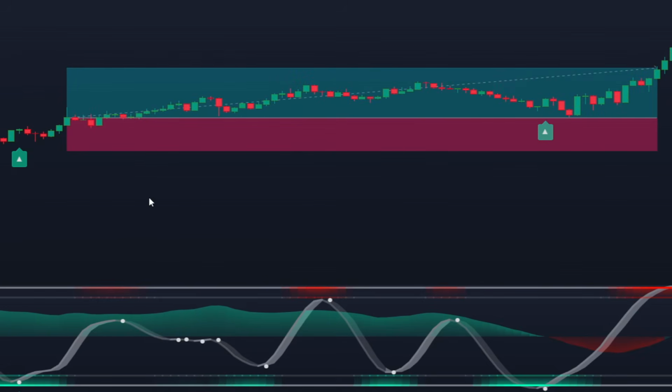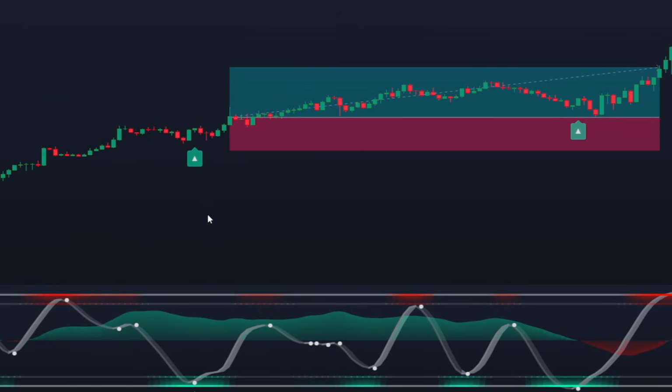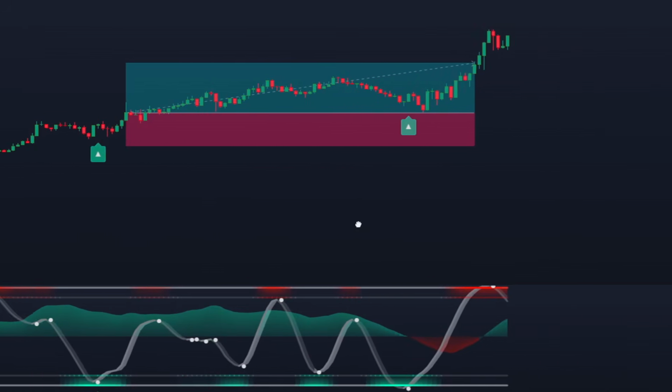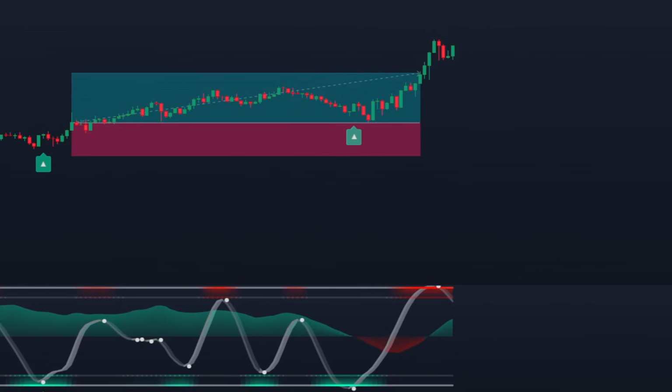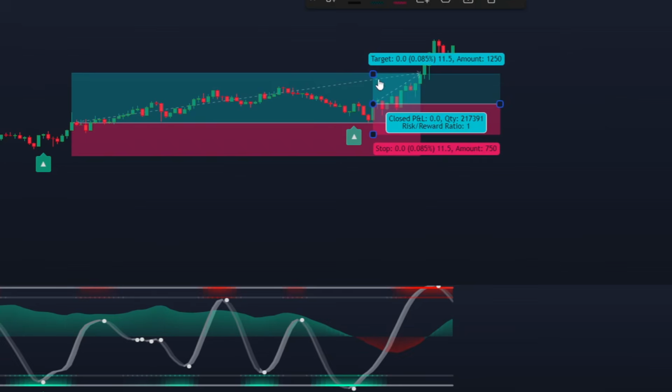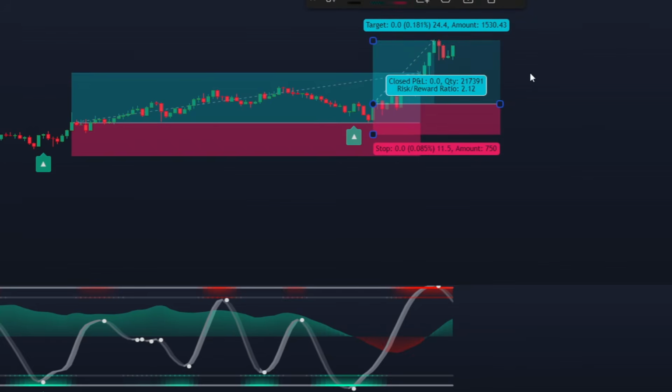If the Z-score barely touches the -2 zone and instantly snaps back, be extra selective. The best buy trades usually come when price spends some time in the extreme, showing real exhaustion, not just a quick dip and bounce.